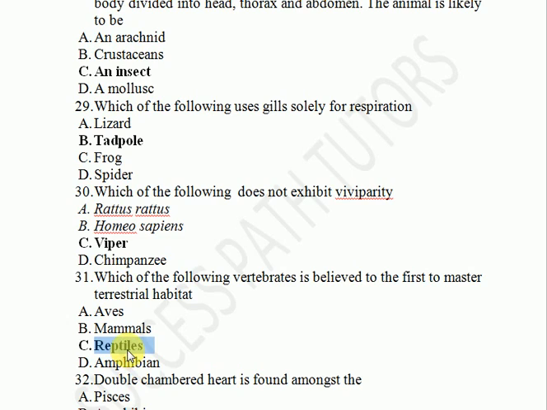But reptiles are the ones that stayed on land. If they don't go back to water, they are still okay. Alright? We might have some exceptions, but according to evolution, reptiles are the first to master. Master means they are able to stay. But if this question were to say the first to stay on land, the answer would be amphibia. Alright?